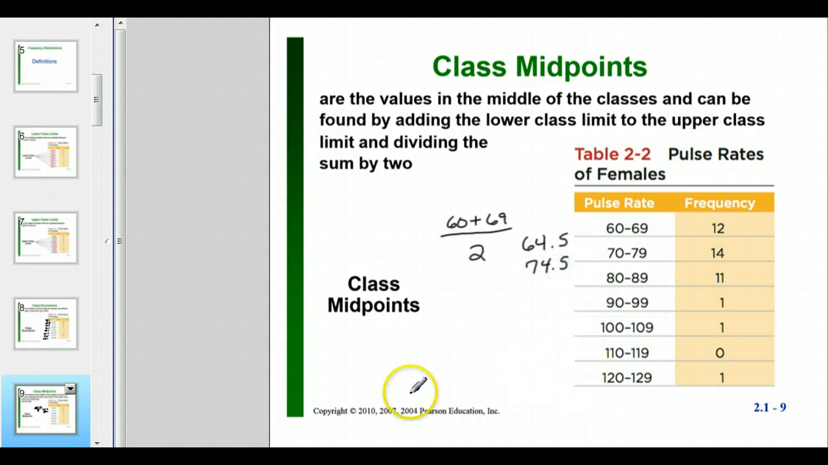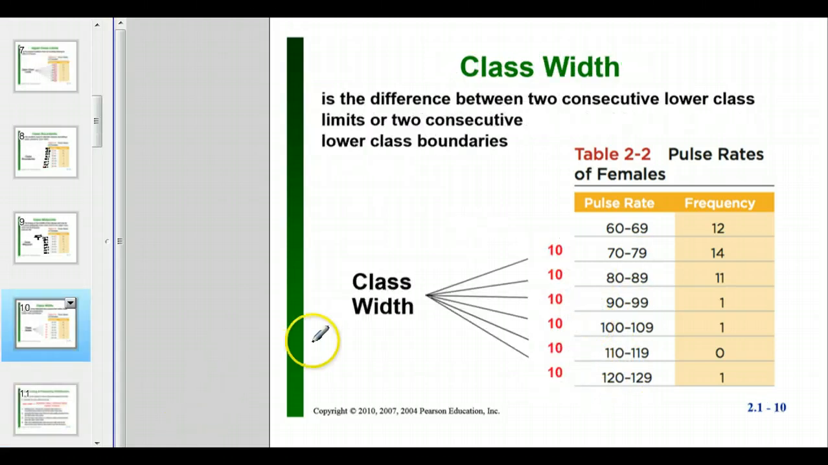Alright, and then all the way down, I'd get that same thing. I get this for all the midpoints. Alright, 70 plus 79 divided by 2 is 74.5. This plus this divided by 2 is this. Okay, all the way down. We're just averaging these class limits.